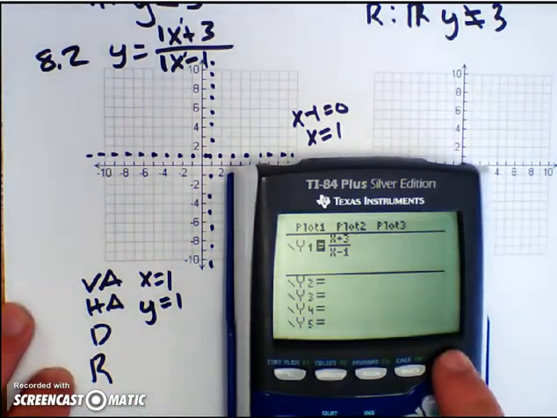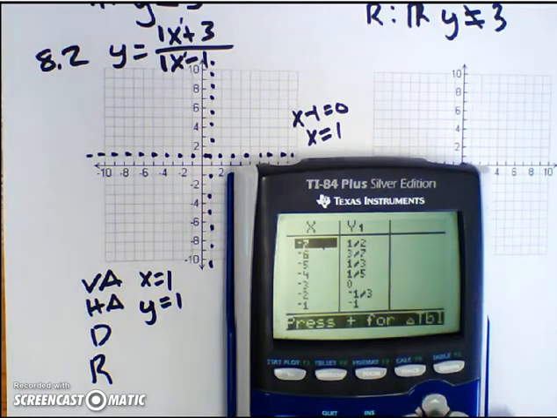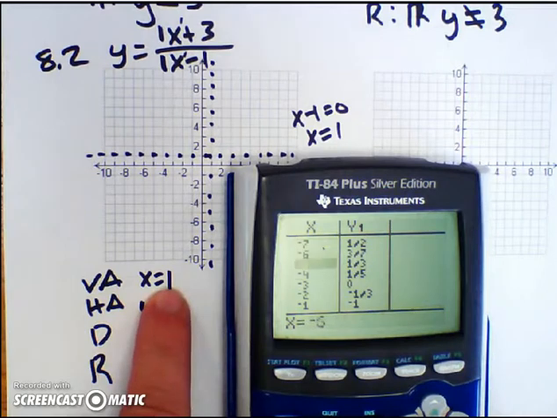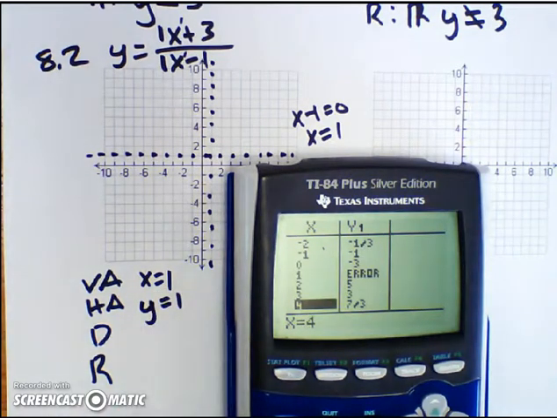So graph it, get an idea what it looks like. It should look the exact same as your last graph. It's got that same behavior. But go to your table of values, find your error sign, which should be located at 1. So scroll down until you find 1 or scroll up. Put it in the middle and plot a few points around it.